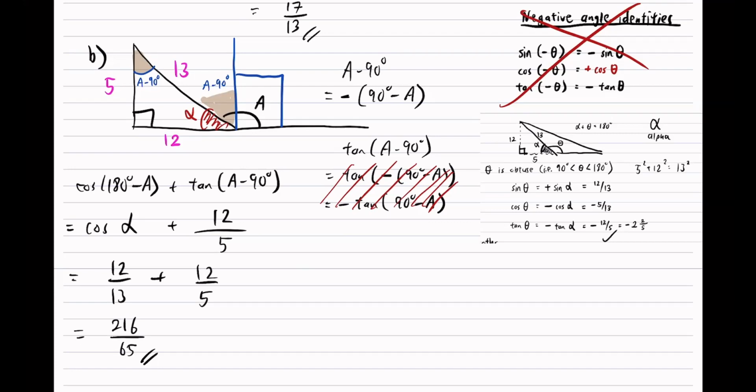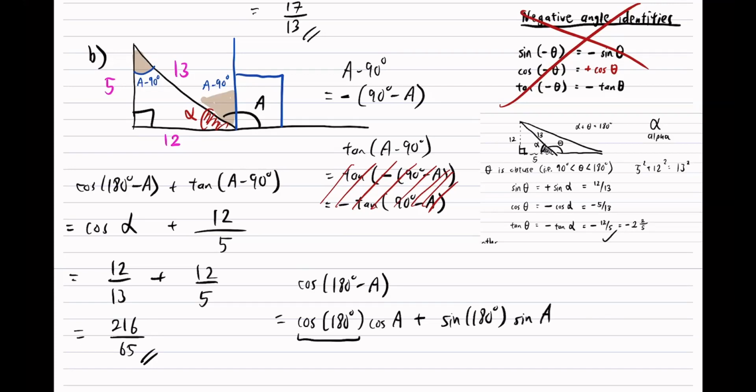Actually, in the future, if we continue the lessons all the way, we will learn about cosine of 180 degrees minus a. There's a formula we can use. It's called compound angle identities. It's in the syllabus. You can expand it this way: cos 180 degrees times cos a plus sine 180 degrees sine a. And in the future, you will learn how to evaluate cosine 180 degrees.